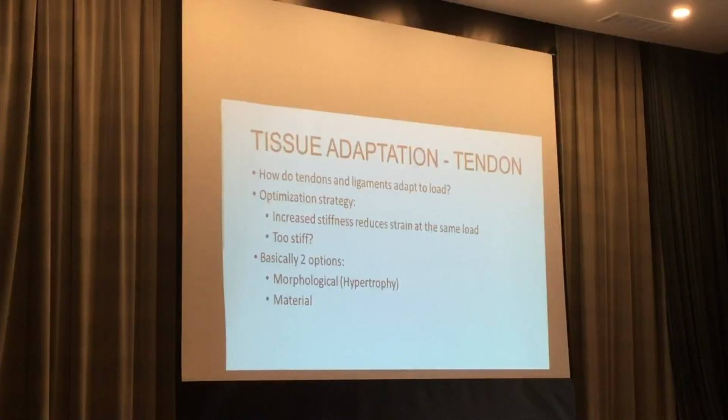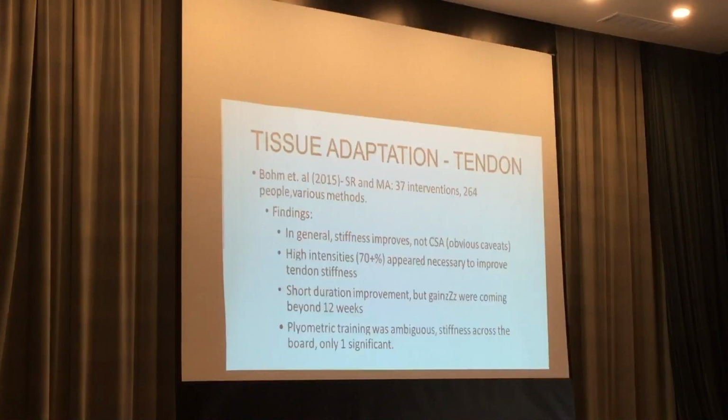Let's talk tissue adaptation, because that's the fun part. It's really an optimization strategy. We don't want it to be too loose. We also don't want it to be too stiff. And it can actually become too stiff in certain pathologies. You basically have 2 options then. Does the tissue actually hypertrophy, or does it change in stiffness through some other mechanism?